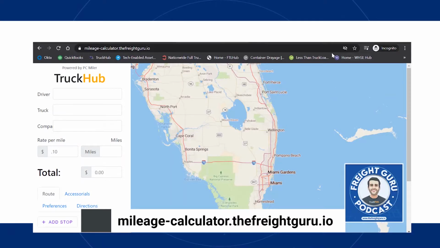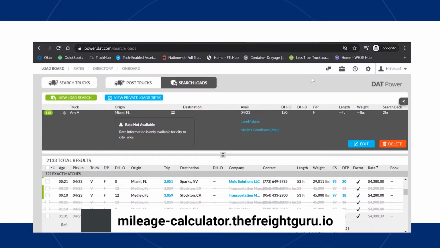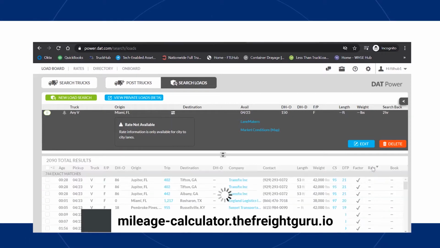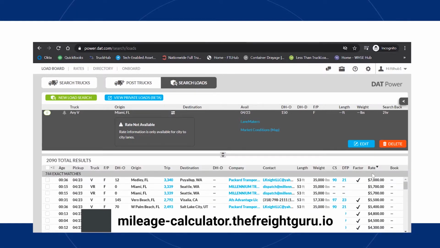So we're going to do an example today. And what I'm going to do is I'm going to go into DAT, and I'm in Miami, Florida, so I'm going to do the example out of Miami. I'm going to look at DAT, so we're going to go from Miami to anywhere, okay? So when you do that, I'm going to go by rate. I'm going to pick the first rate that I see, which is going to be the highest rate.